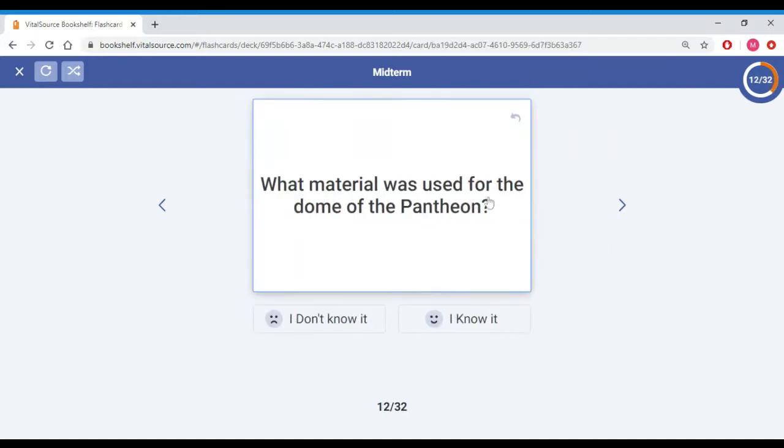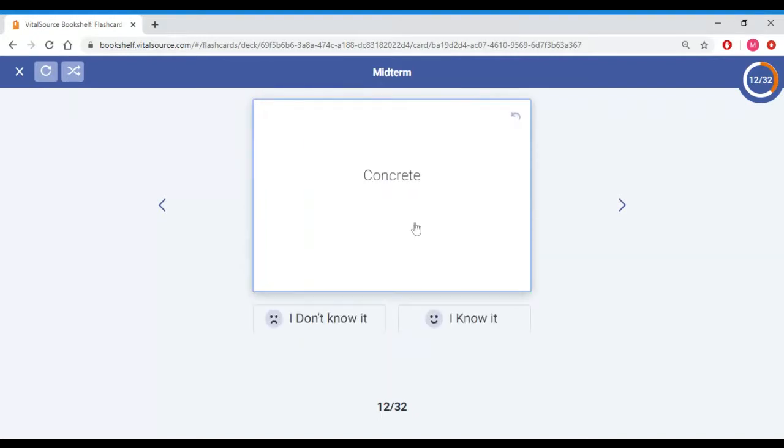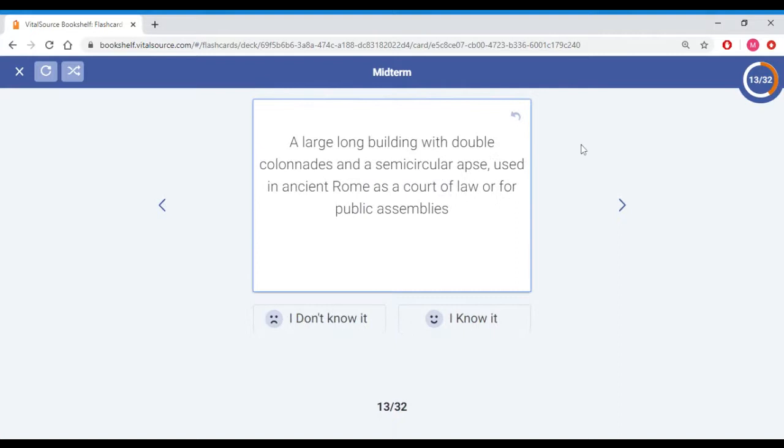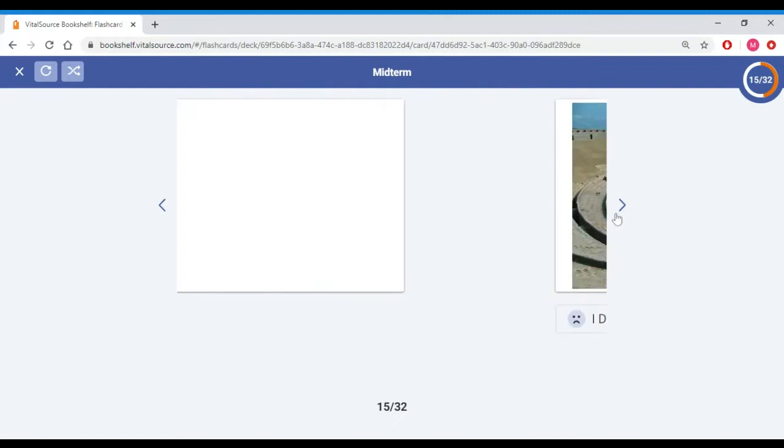Feng Shui, we talked about it, but that's for the other chapter. What material was used for the dome of the Pantheon? We talked about the material over and over again, which is concrete, combined with pumice and all these different aggregates. Remember how it got lighter as it went up. What was a basilica? I mentioned that it was a large, long building with double colonnades and a semicircle apse used in ancient Rome as a court of law or for public assemblies. It was a place of gathering just to have these conversations.